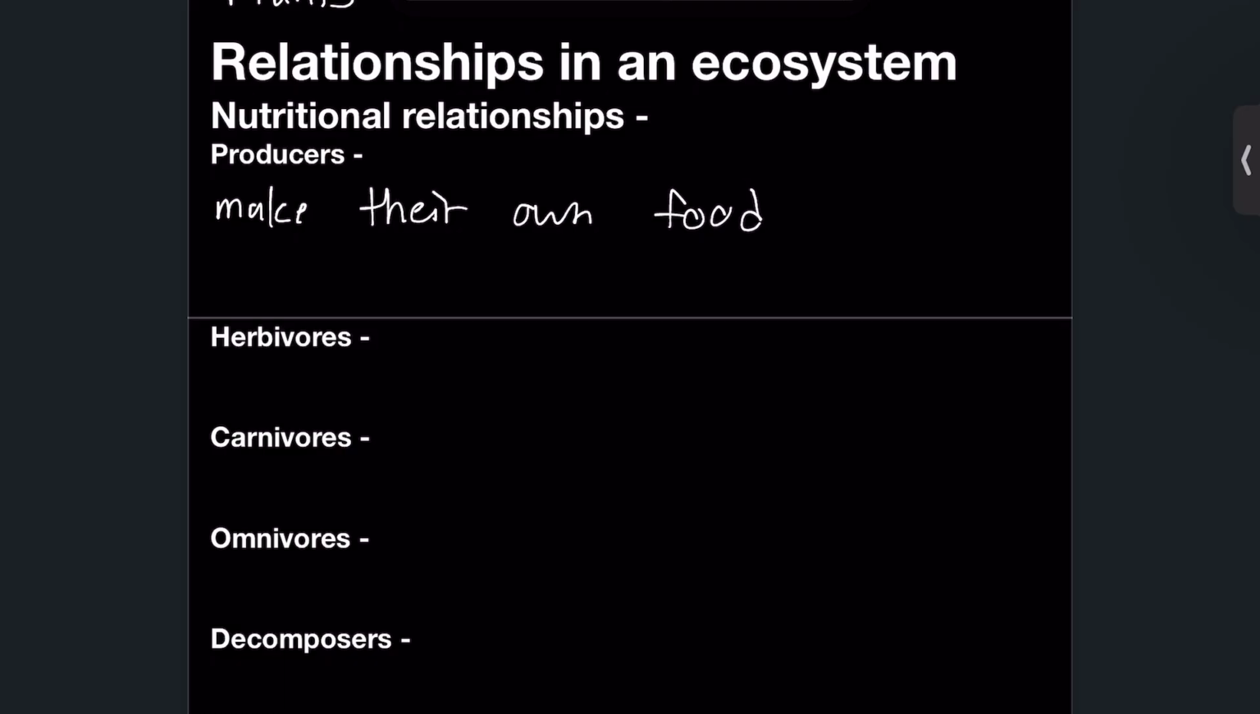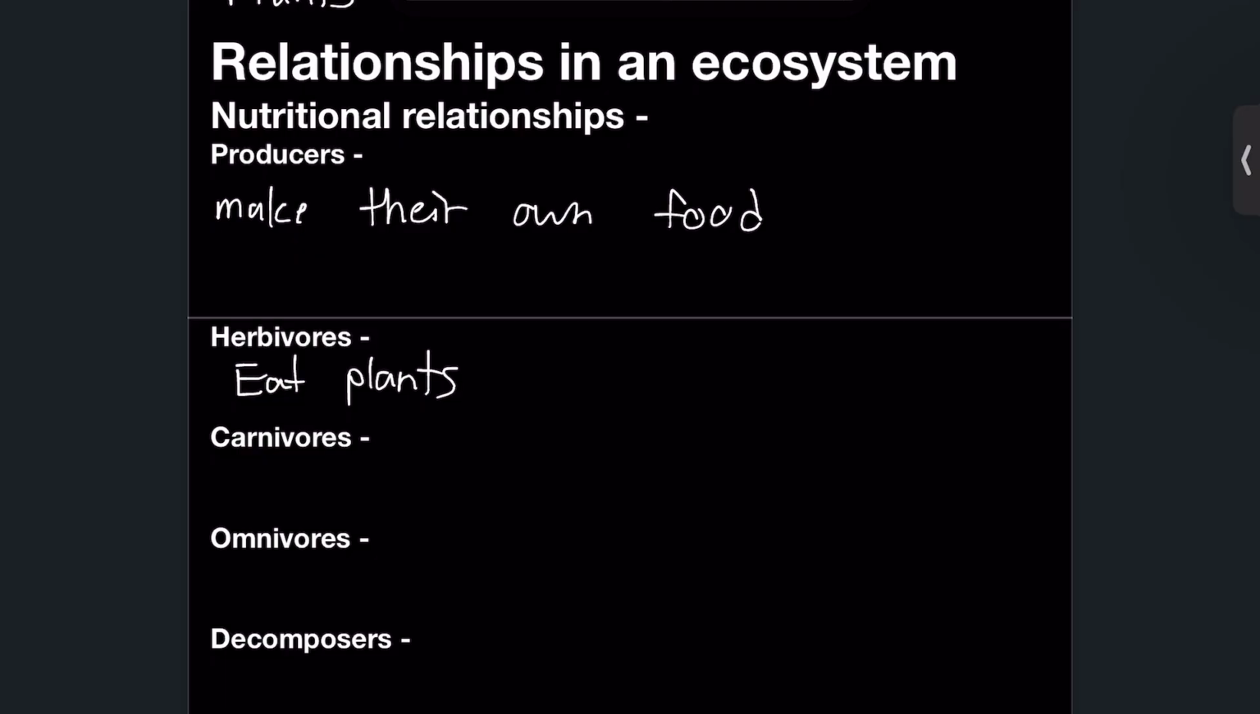The second one are herbivores, which get their food by eating plants. These are also often called primary consumers, which are the ones that eat plants. So examples like grasshoppers, small organisms, you can say deer. These are all things that eat plants, and these are your primary consumers or herbivores.